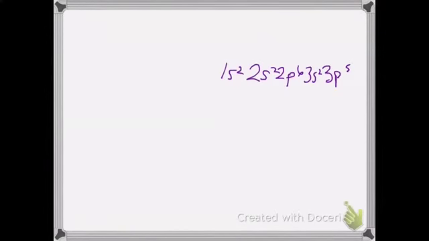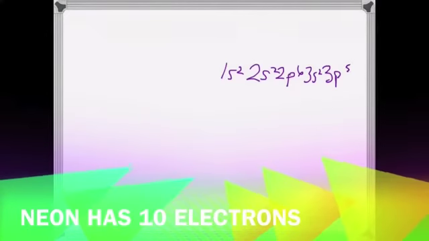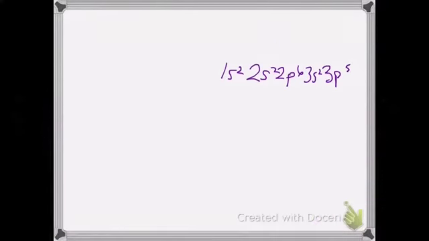So if we look at neon, which is a noble gas right before chlorine, how many electrons does it have? 10. And it's got to end in what? P6. So we're going to end in 2P6. It's going to start out the same way that chlorine did.